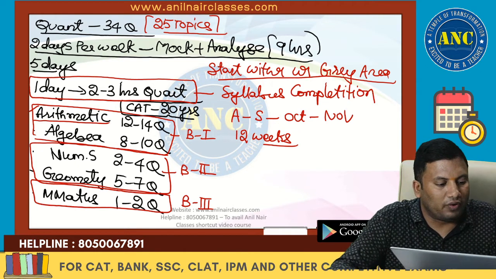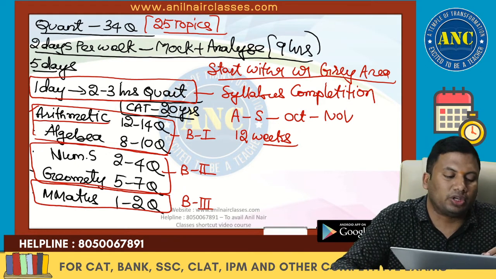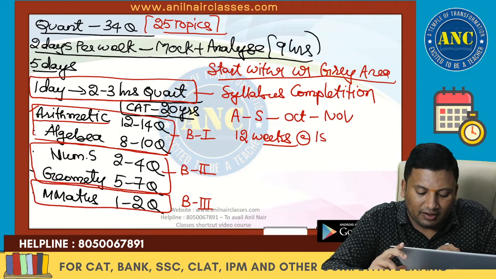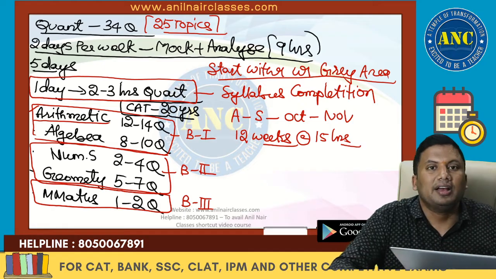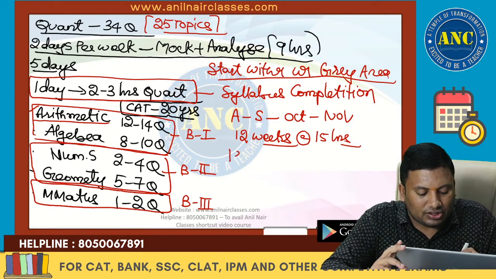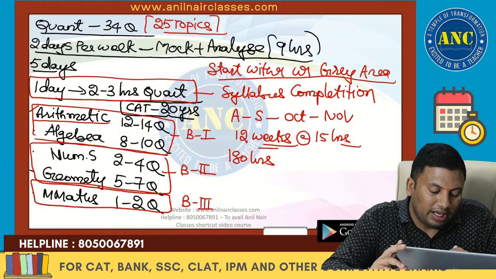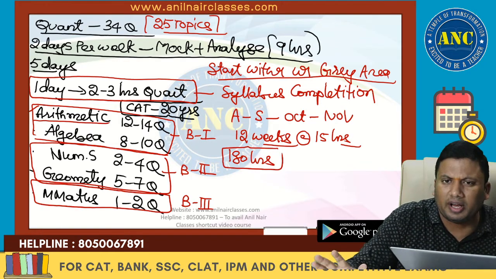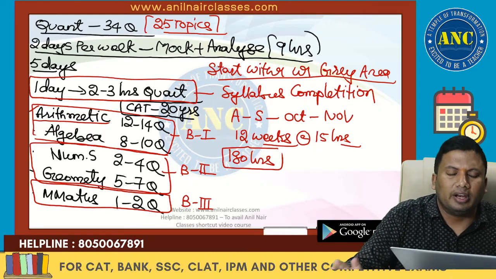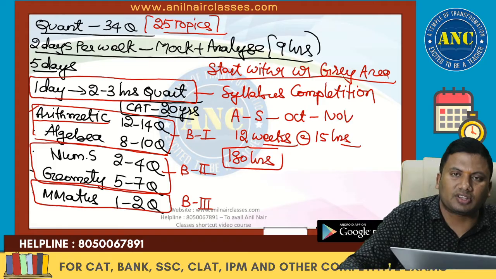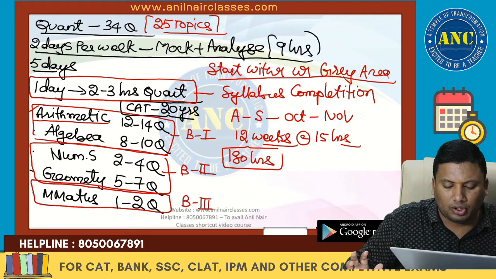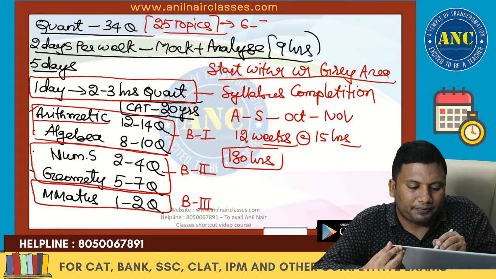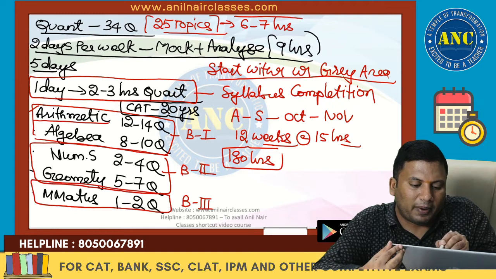In 1 day you are spending 2 to 3 hours. 5 days means 15 hours per week. 15 into 12 means 180 hours of investment of time on quant. 180 hours is a good number of hours of investment on quant. In 180 hours, you will be able to dedicate close to 6 to 7 hours of healthy time on a particular topic.